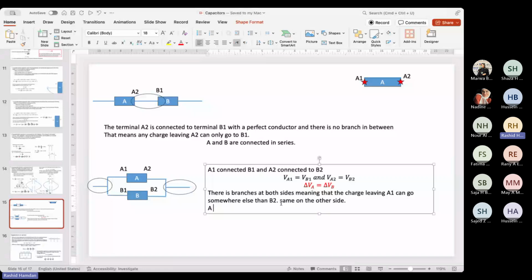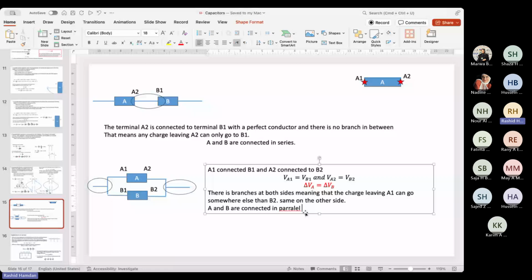So A and B are connected in parallel. The condition to have series connection is to have this connection between the two terminals with no branch. The condition to have parallel connection is to have the connection from both terminals, but we could have branching, but we have to have this direct connection. We cannot have a difference in voltage between A1 and B1 or between A2 and B2.